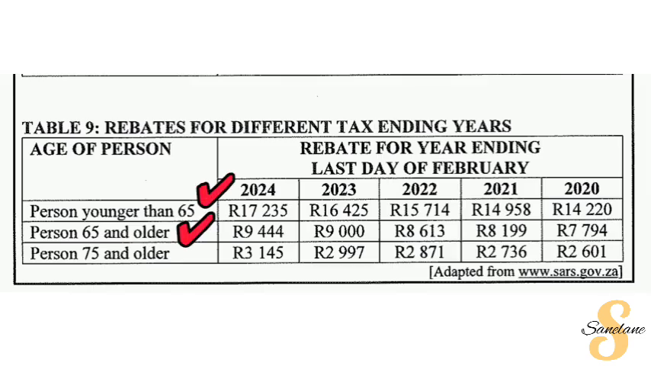We were also told that he's 65 years old, and as you know, with rebates, if you're 65 years old, you will get the rebate for persons that are younger than 65, which is the 17,235 for 2024, and you will also get the one for persons of 65 and older, which is 9,444. So that means that he will get the primary rebate as well as the secondary rebate.